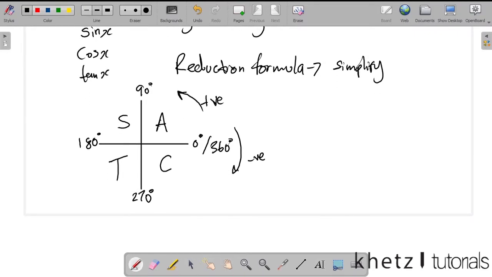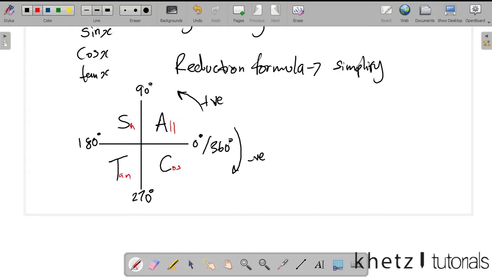Now this diagram, let me just explain this diagram. Here you have your cosine, so it's CAST going like that, starting in the 4th quadrant. So CAST is how you'd read it to remember how to draw it, starting from this quadrant, which is the 4th quadrant. So basically here you have cosine as positive. Here you have all the functions as positive. Here you have your sine as positive. Here you have your tan as positive.